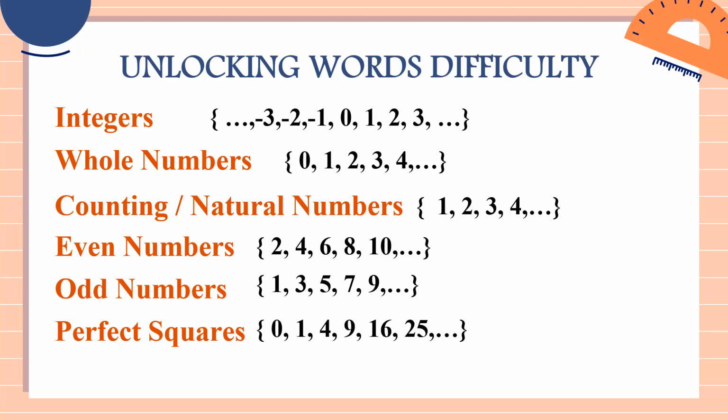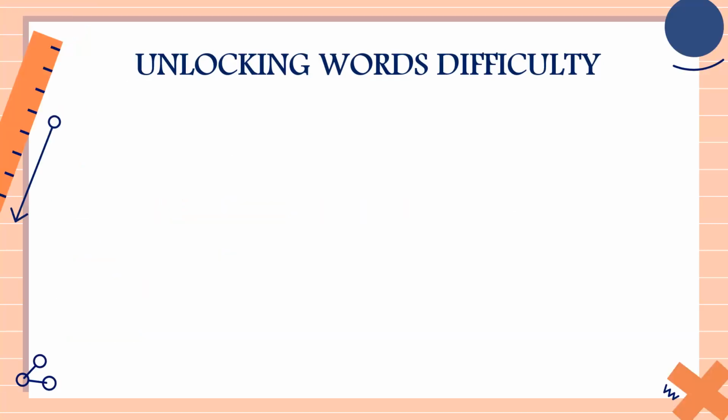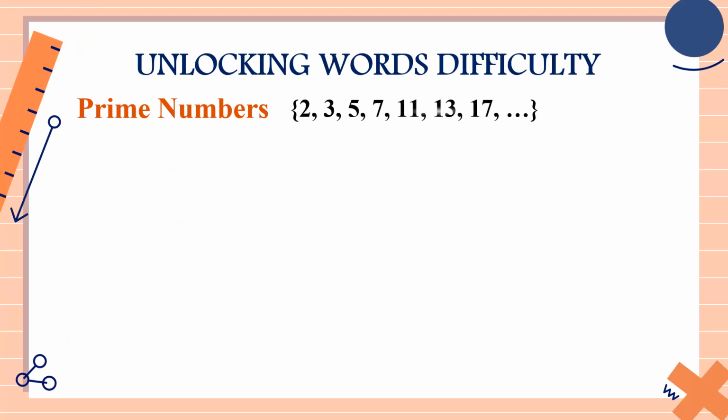Same with 9, because if you multiply 3 by itself, so 3 times 3, you will get 9. So therefore, 9 is a perfect square. All right, and then we also have prime numbers, and these will be our examples: 2, 3, 5, 7, 11, 13, 17, and so on. Now we call these numbers prime numbers because they have only two factors, 1 and the number itself.